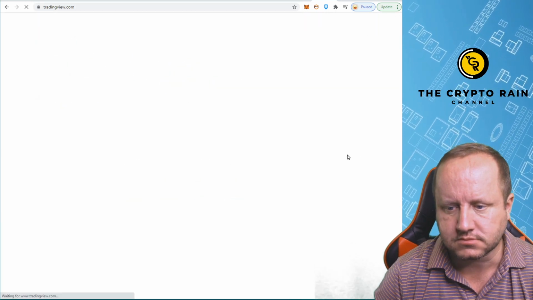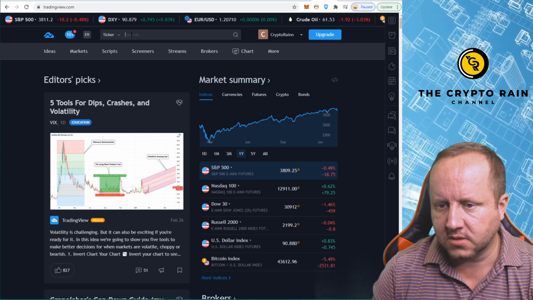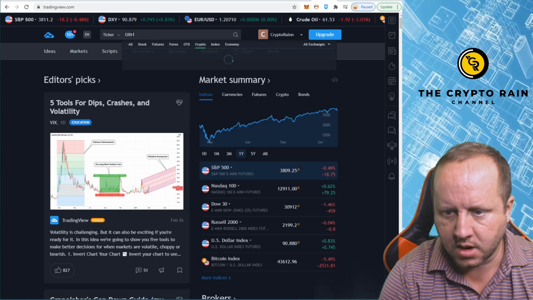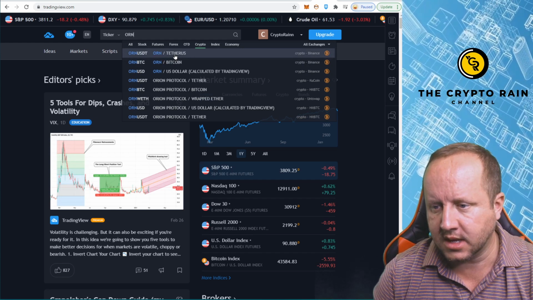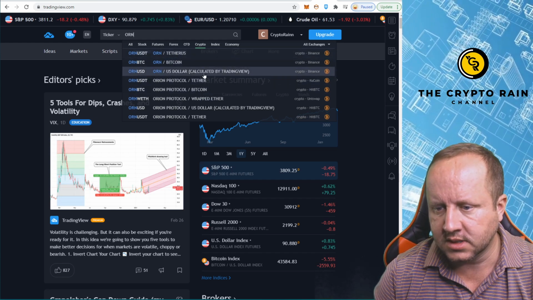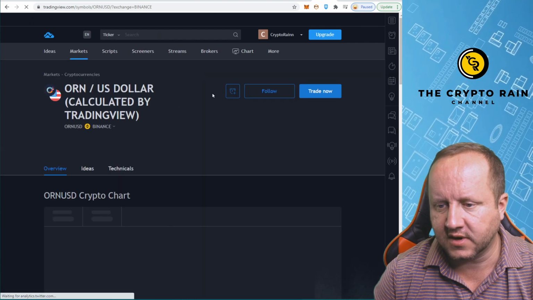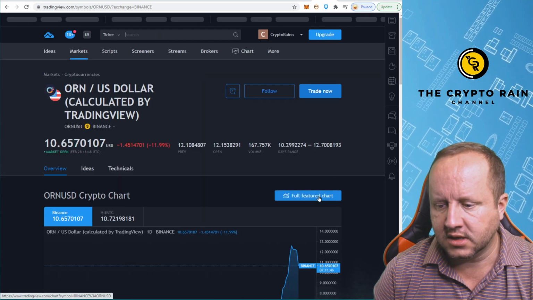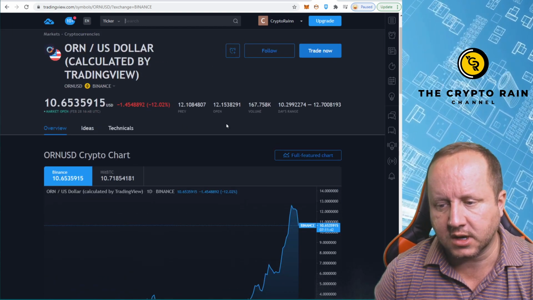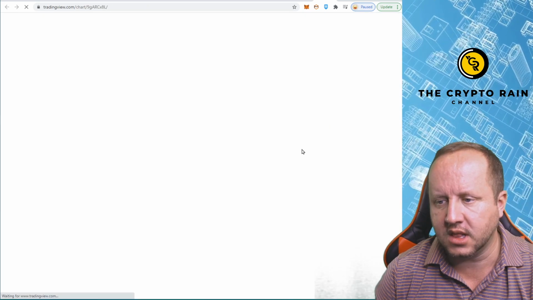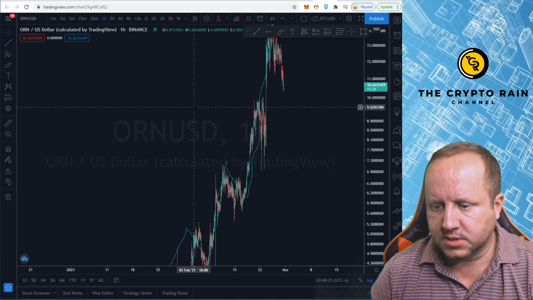tradingview.com, and then you come here, and so we're looking for ORN, and in this case it's fine to do ORN Tether US, or you can do any of these, US dollar as calculated by TradingView. That's fine too. And then you can go to a full featured chart. If you notice, this still isn't what I was looking at before. It's because you have to click on this tab. All right, and so this brings you here.